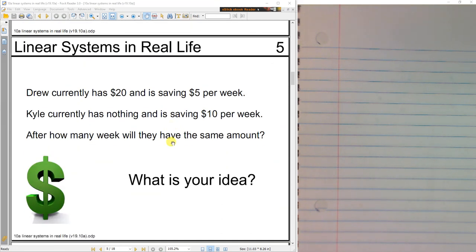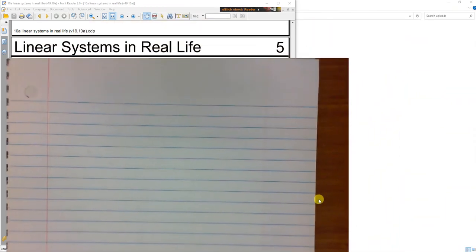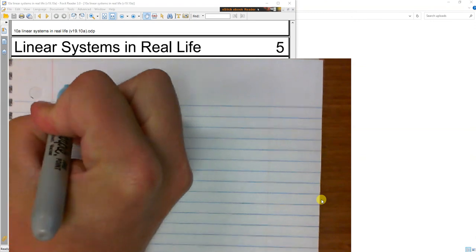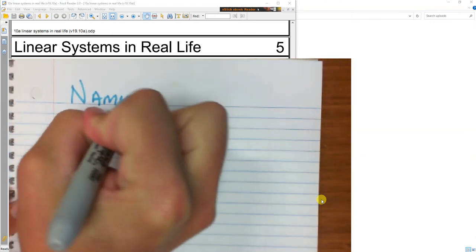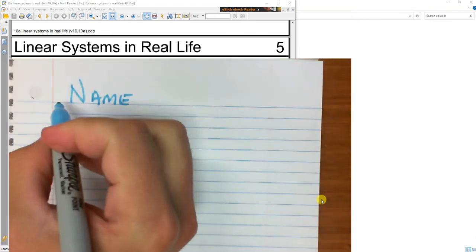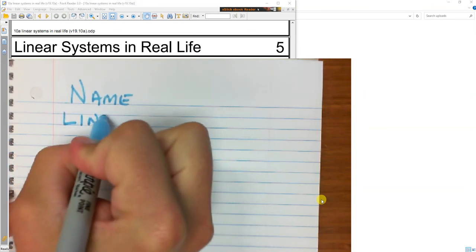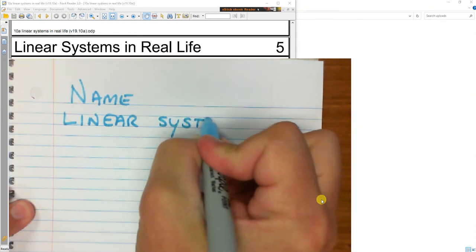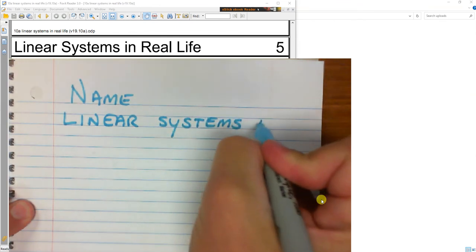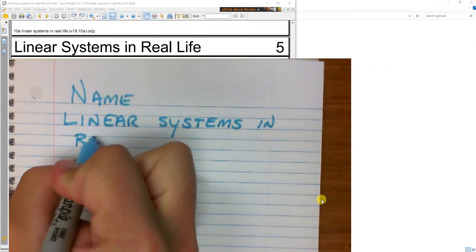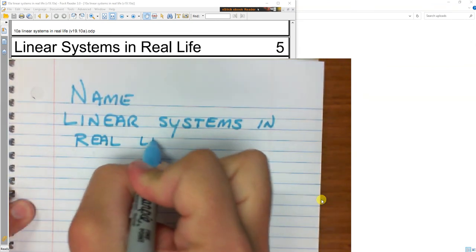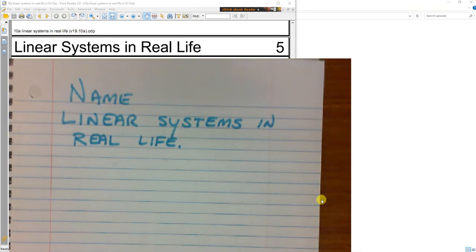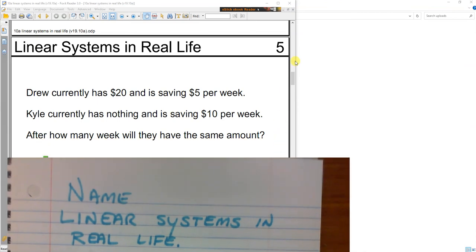So let's get going with our notes here, and start with your name. And our title is Linear Systems in Real Life. And I've got one big piece of advice for you.